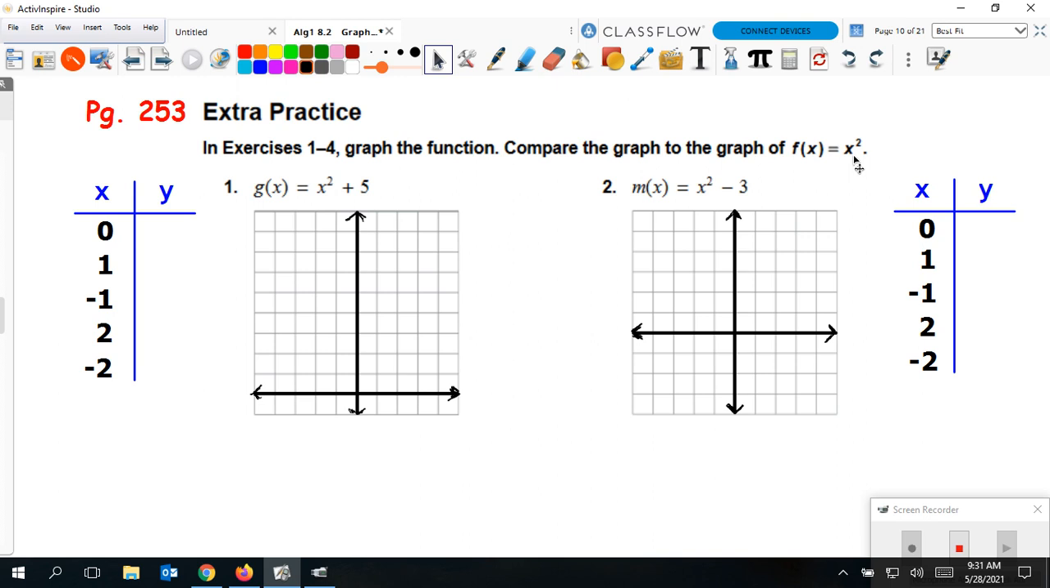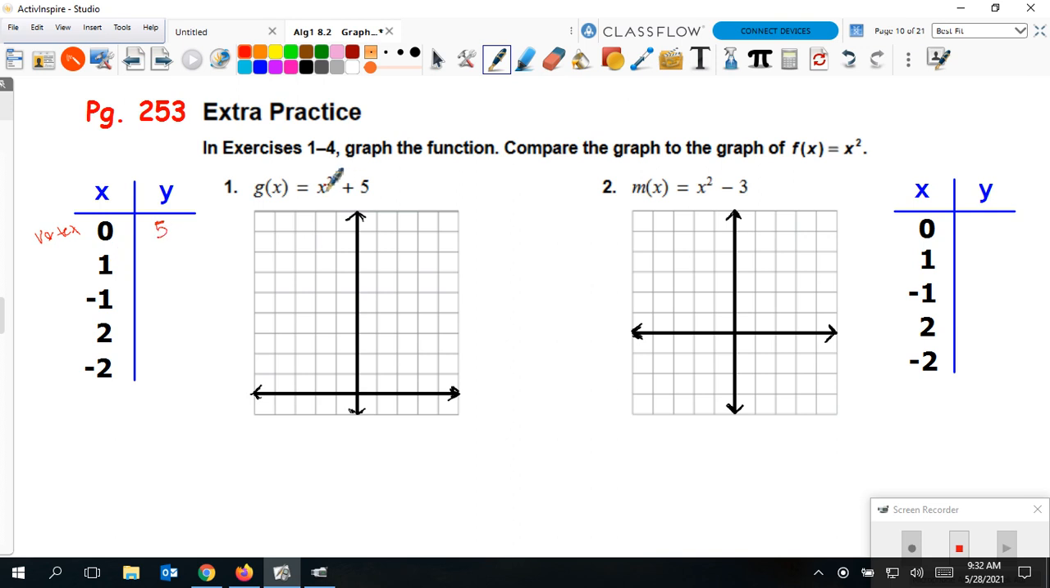So again, we want to have a table of values just to plug in some numbers to get some points here on this graph. So if I want to plug in 0, 0 squared is 0, but then I would just have 5. So 0, 5 right here, that is going to be my vertex. Okay, that will be my vertex right there. Not necessarily because x is 0, but I know that that one's going to be the vertex of this one because we're going to be seeing that here in a minute.